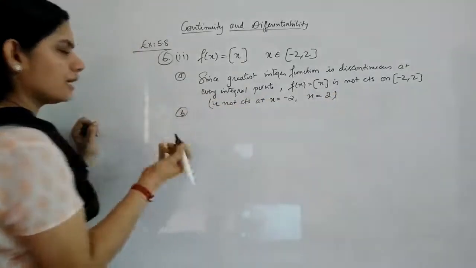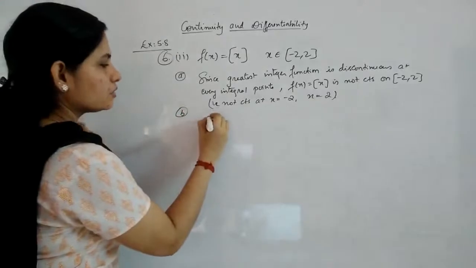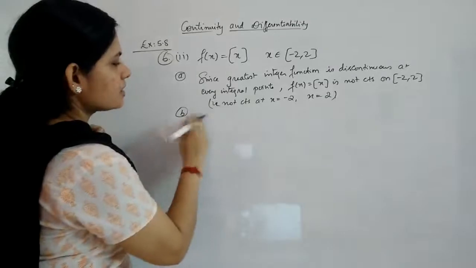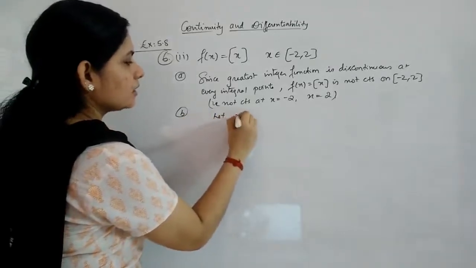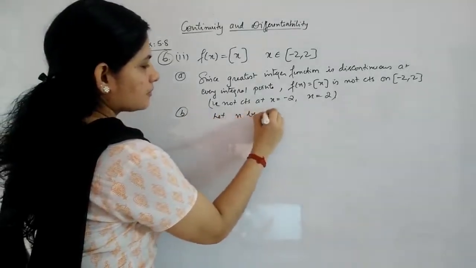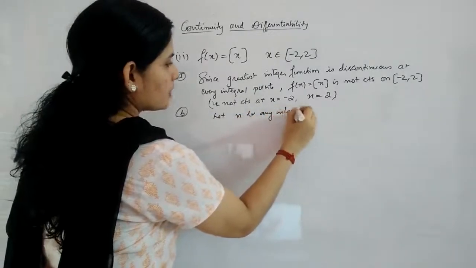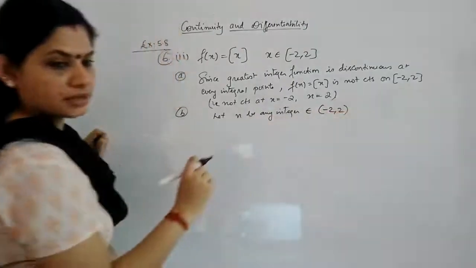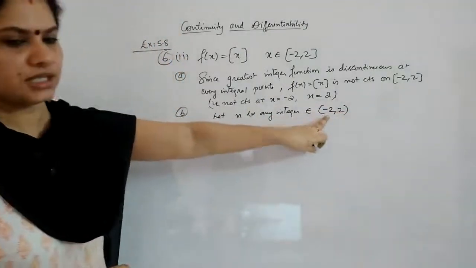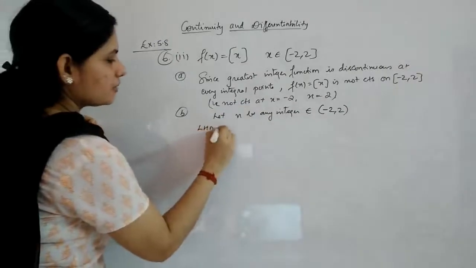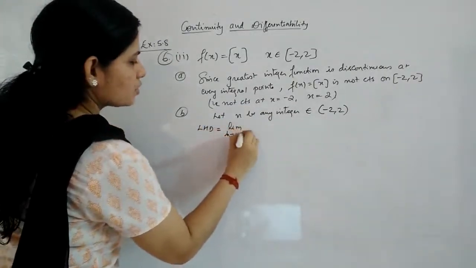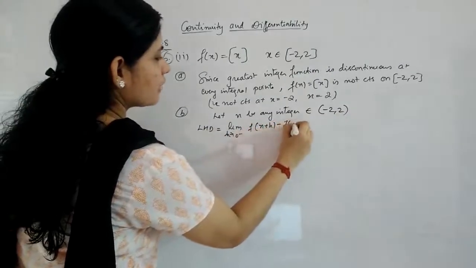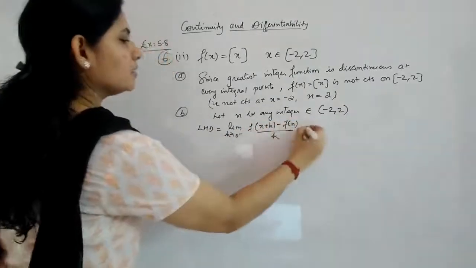Now for the second point, differentiability checking, what you have to do, LHD and RHD. Again for that we will take n to be any integer which belongs to, this is important, the open interval minus 2, 2. So in the open interval only you have to check the differentiability. So here LHD will be limit h tends to 0 minus f of n plus h minus f of n. This is the same as we have done in the other one.